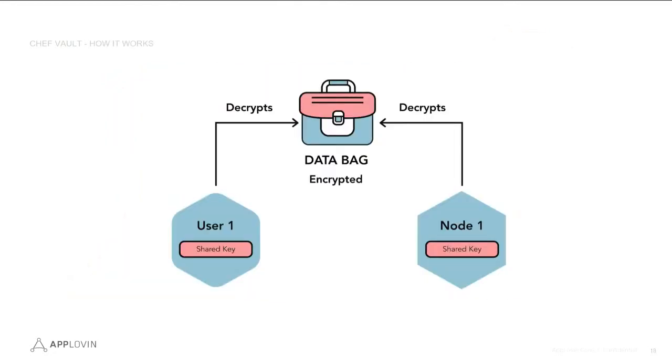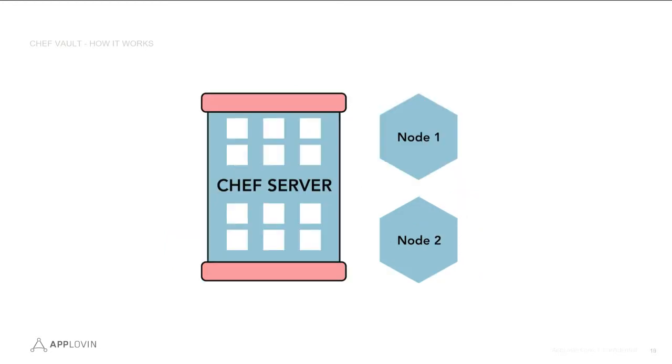So how does it work? As I said, Chef Vault is built on top of Chef encrypted data bags. In encrypted data bags, you basically can have a user and a node decrypt the same data bag, but you'd have a shared key between them. And that is one of the problems that we're trying to solve with Chef Vault. So how does Chef Vault work?